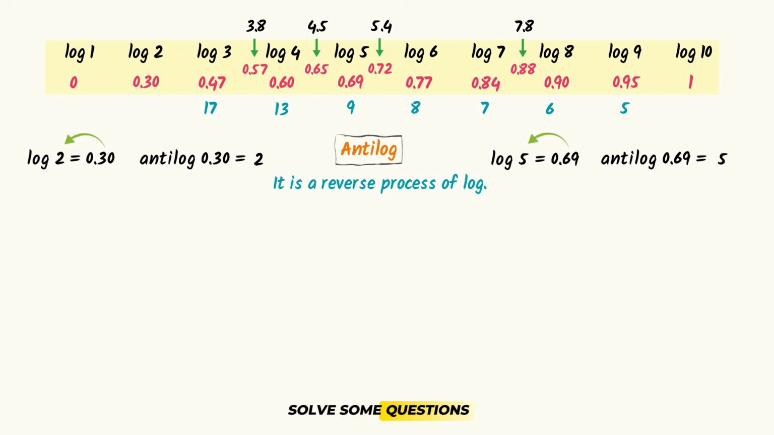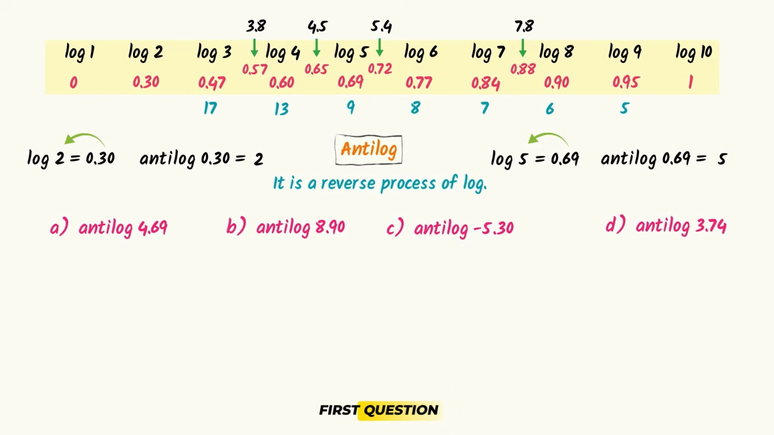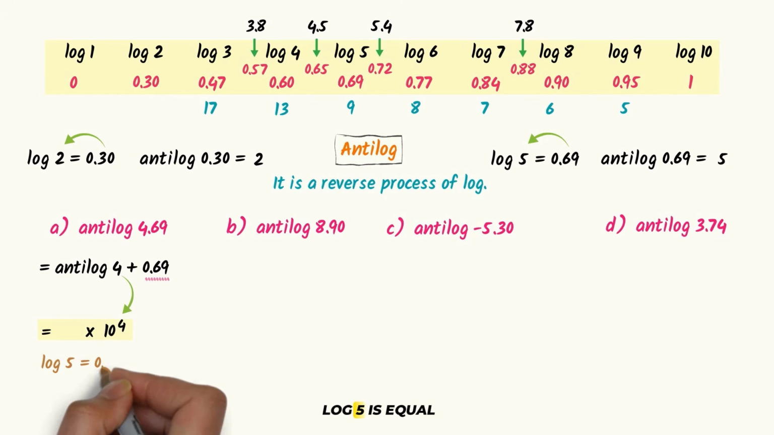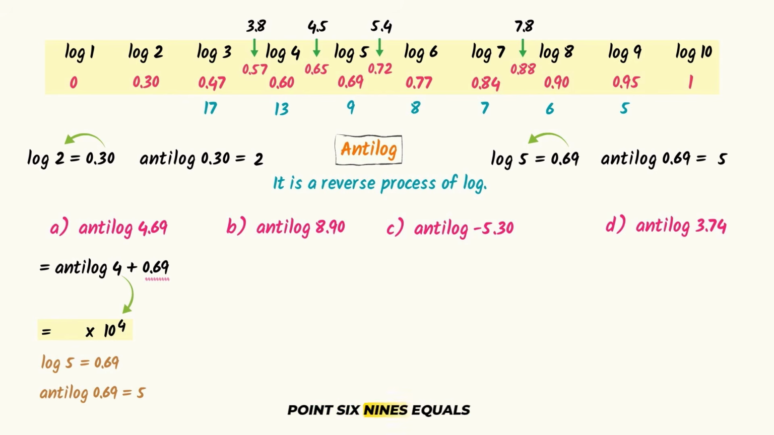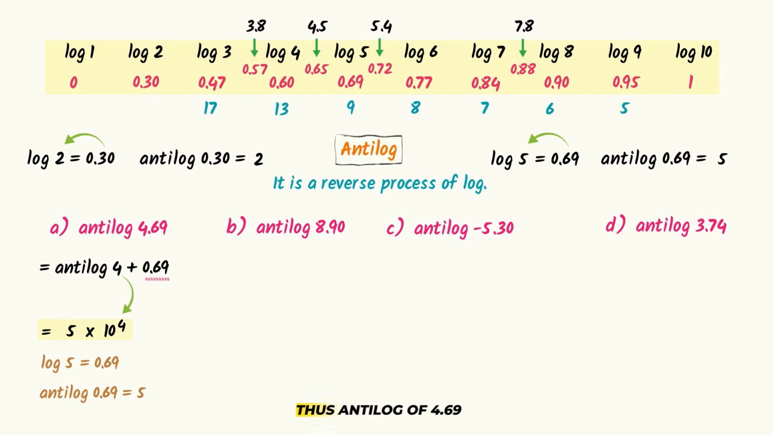Let me solve some questions which will clear all your confusion. For example, consider this question. In the first question, I write it as antilog of 4 plus 0.69. Now listen carefully. I take this 4 and I write it as 10 raised to the power 4. Secondly, we know that log 5 is equal to 0.69. Then antilog of 0.69 equals 5. I write 5 times 10 raised to the power 4. Thus antilog of 4.69 is equal to 5 times 10 raised to the power 4.